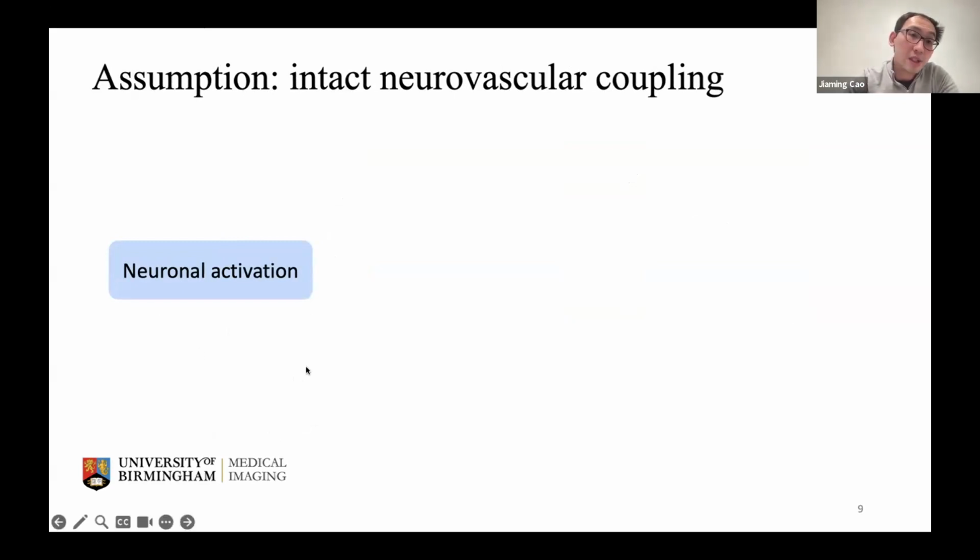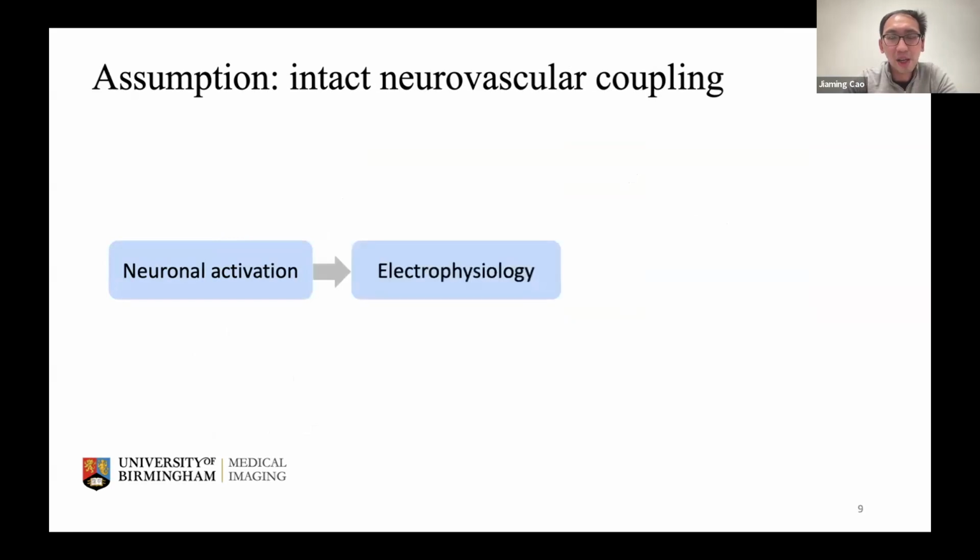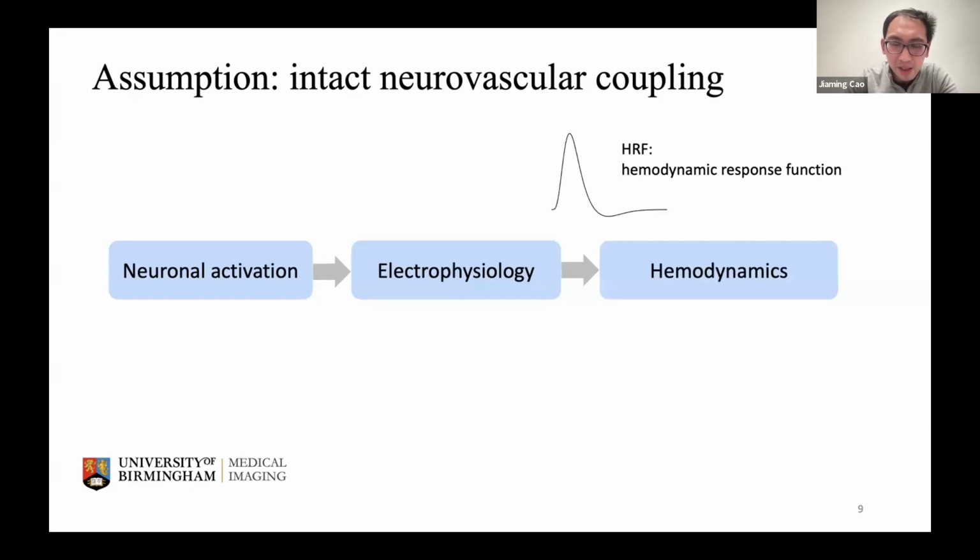So basically, you have some neuronal activation, and you have some electrophysiology changes due to the ion flows in the neurons, and then locally, because of some sort of chemicals and other mechanisms, that causes the hemodynamic changes. And the relationship between the electrophysiology and the elicited hemodynamics would typically be modeled by this hemodynamic response function. We call it HRF, that usually takes this kind of shape. So yes, that is an underlying assumption.